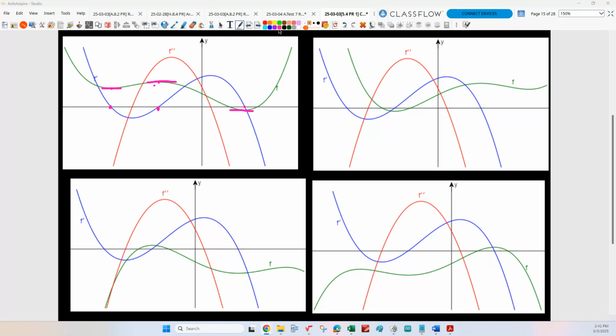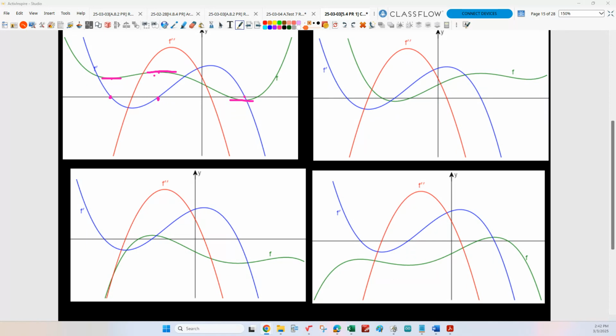How about the second derivative? Where the second derivative is negative, this should be bowl-shaped down. Is it? No, right? Where the second derivative is positive, it should be bowl-shaped up. No, it's bowl-shaped down. So what do I probably need to do to this thing? Yeah, I just need to reflect it, don't I? So which one seems to do that? Yeah, that one seems to be a reflection.